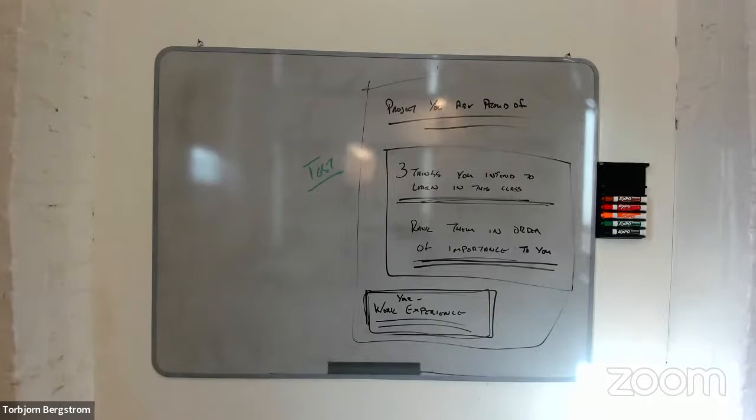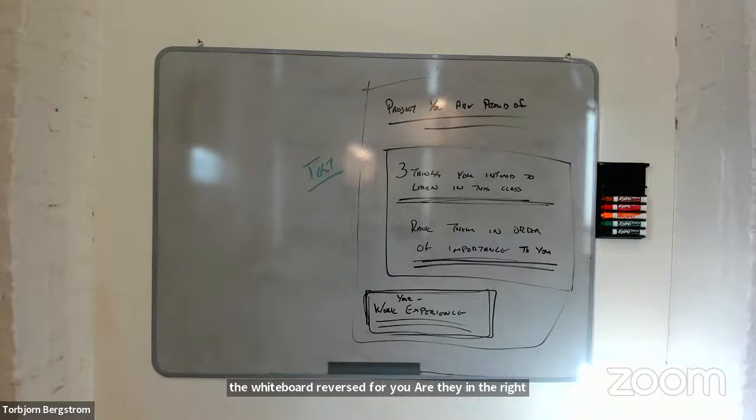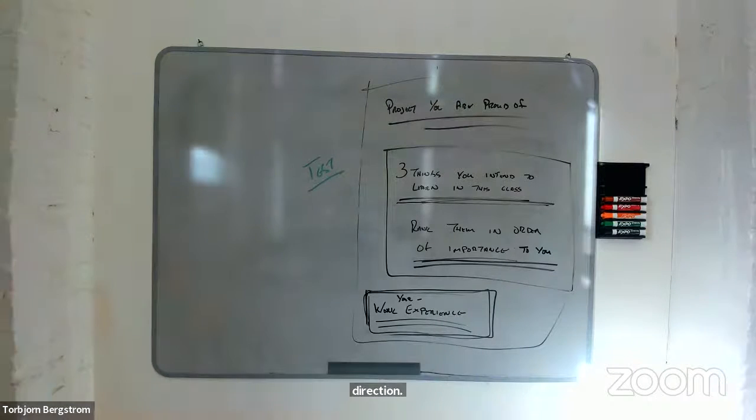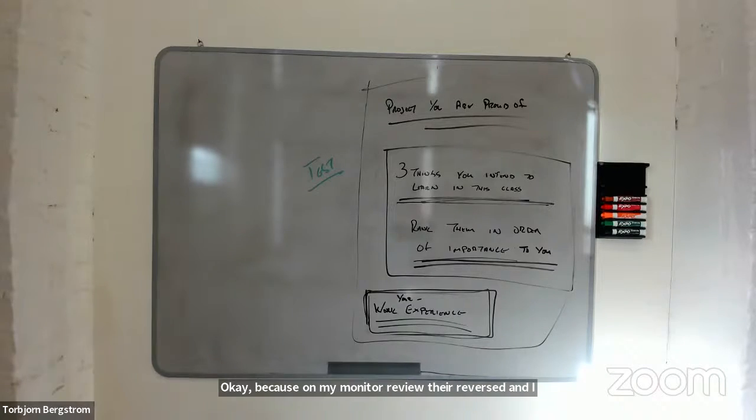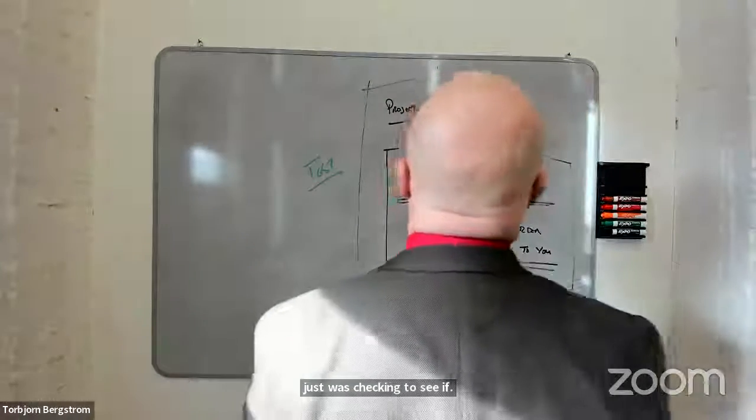All right, can you guys see the whiteboard? Yep. And you can still hear me fine? Yep. Are the words on the whiteboard reversed for you, or are they in the right direction? They're correct. Okay, because on my monitor view, they're reversed, and I was just checking. Anyway, you guys know that. What do the words say?